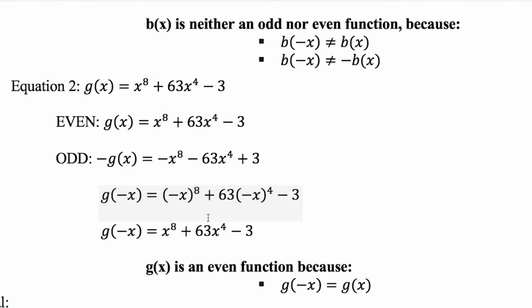So once you solve that, it would be g of negative x equals x to the eighth power plus 63x to the fourth power minus 3. So g of x is an even function because g of negative x equals g of x.